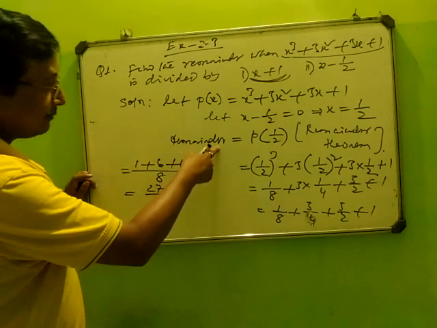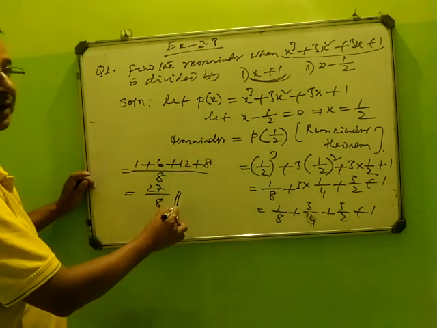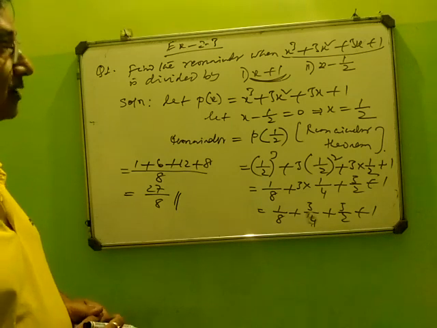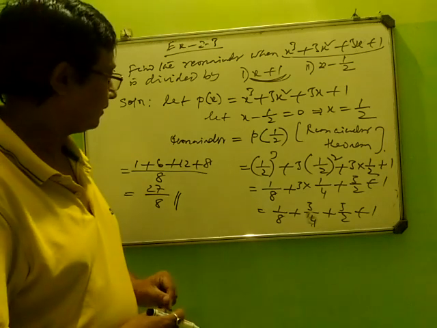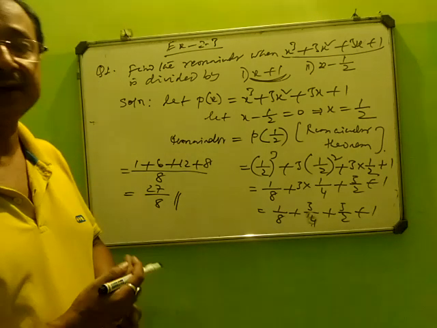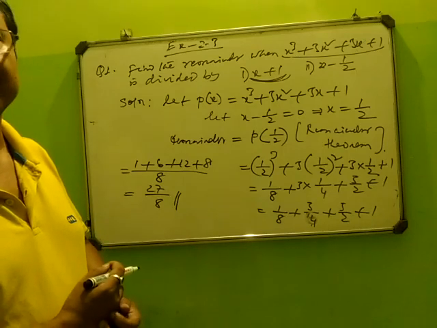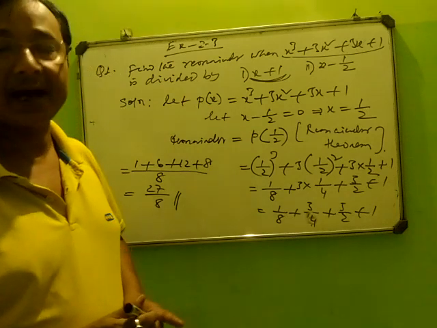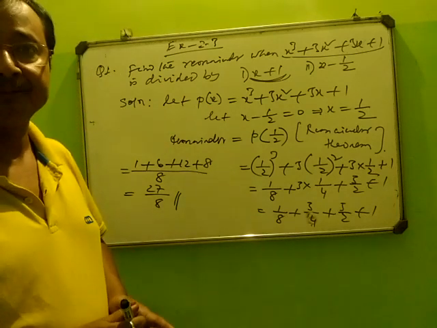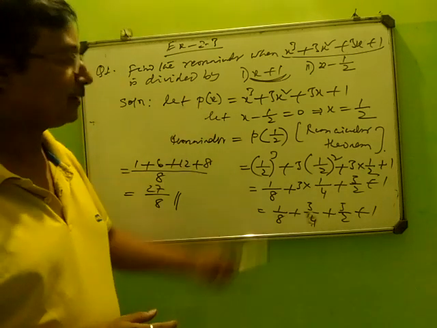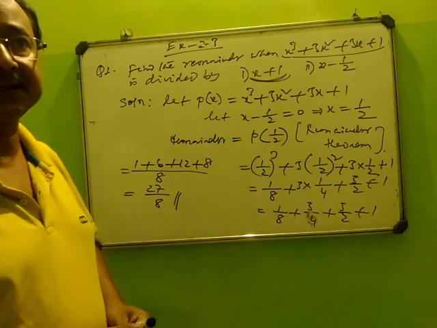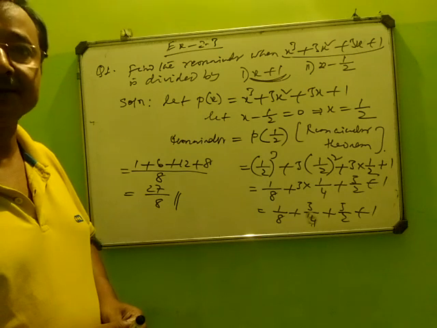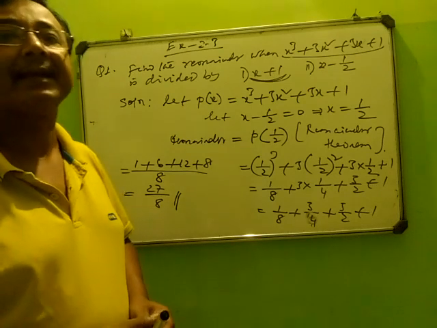That means your remainder is 27 by 8, which means that if you divide by the long division process also, the remainder will be exactly 27 by 8. There will be no changes. So when they ask you to find the remainder, you have to use the remainder theorem only. But if they say divide by long division process, that time you are going to do it by the long division method as you have done in class 8.